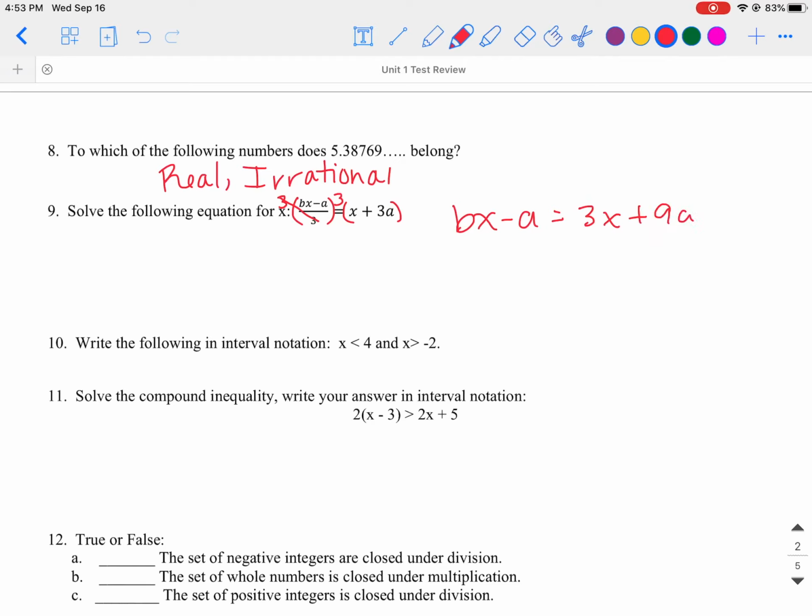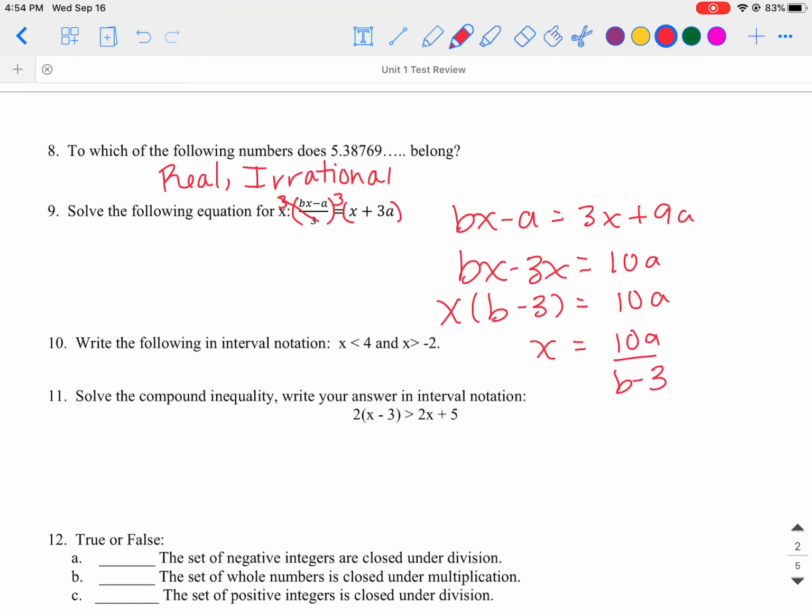Anything with an x, we want to get to the left side. Anything without, get to the right. So we are going to subtract that 3x and add that a and get 10a. Reverse distribute. Leaves us with b minus 3 times x equals 10a. Divide by b minus 3, so we have x equals 10a over b minus 3.